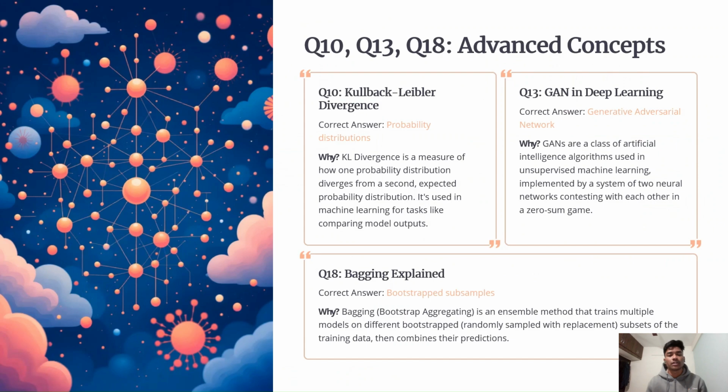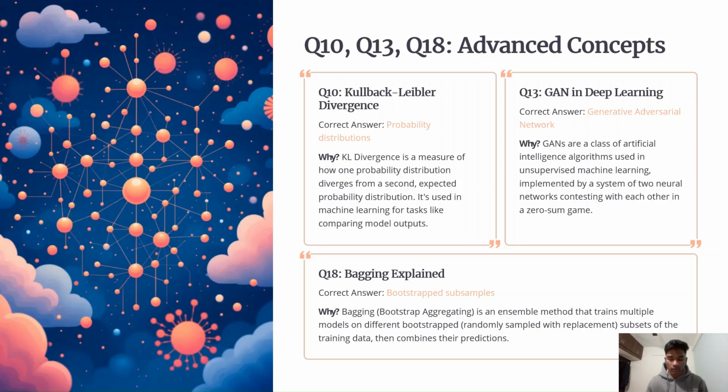Next question, question number 13, based on GAN. The right answer was generative adversarial network. The two neural networks compete. One generates fake data, the other detects fake. Together they create realistic outputs. Next question, bagging. The right answer was bootstrap subsampling. Bagging trains multiple models on randomly sampled subsets and then combines them, reducing overfitting.